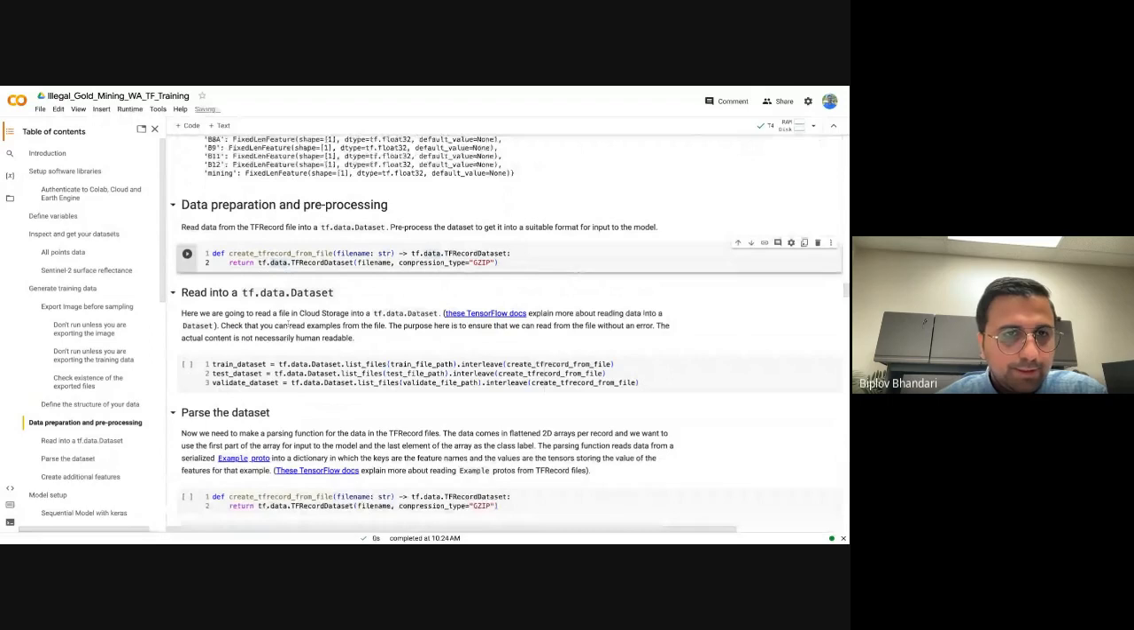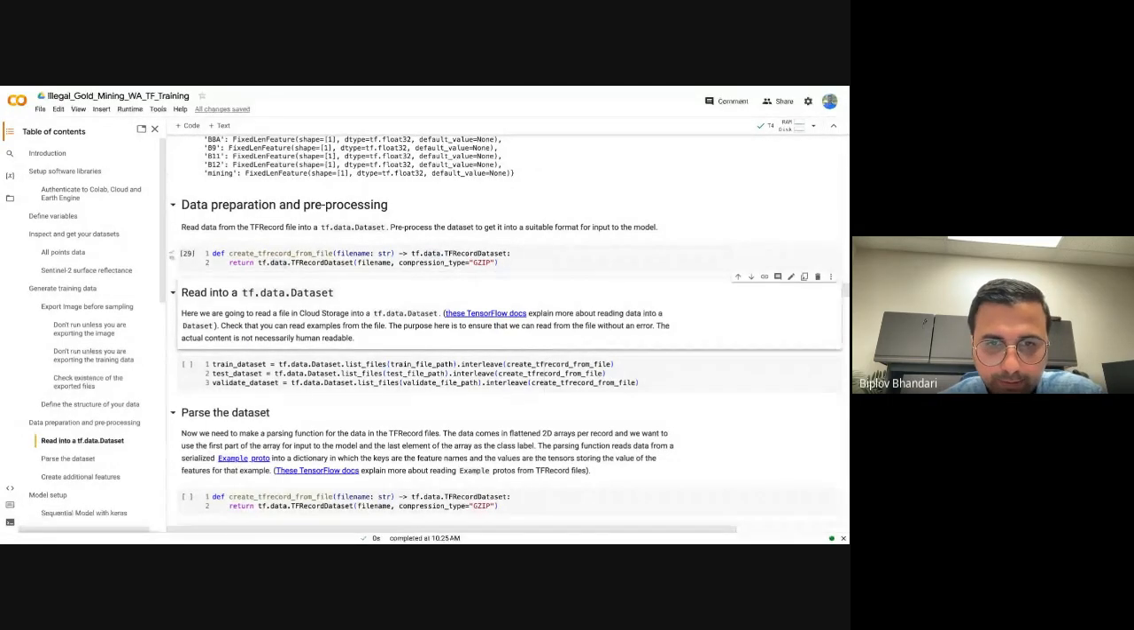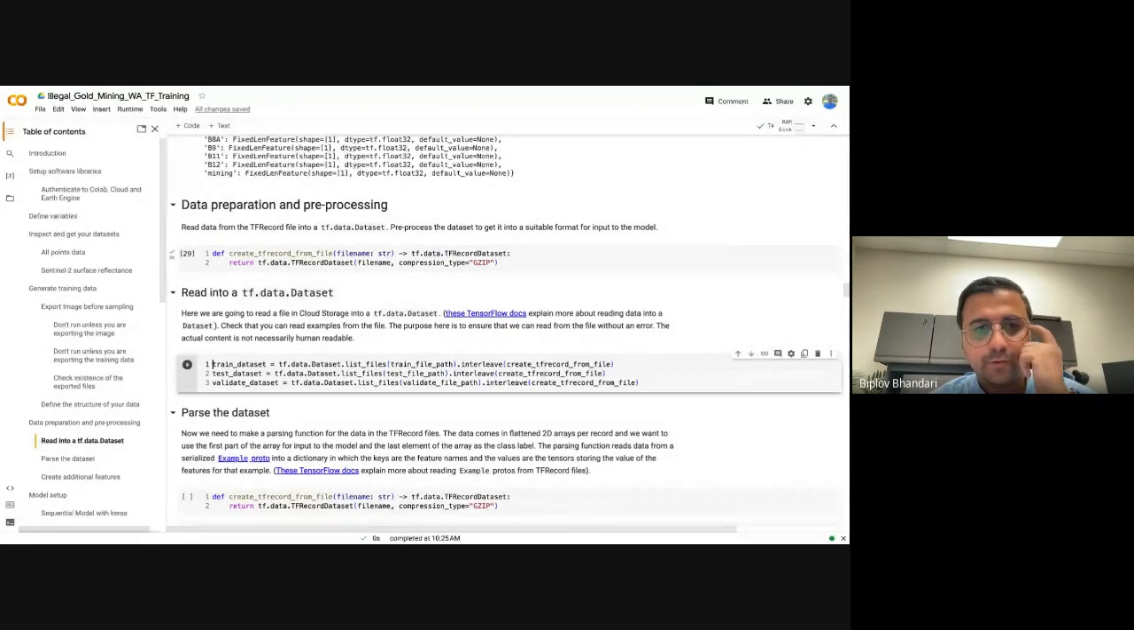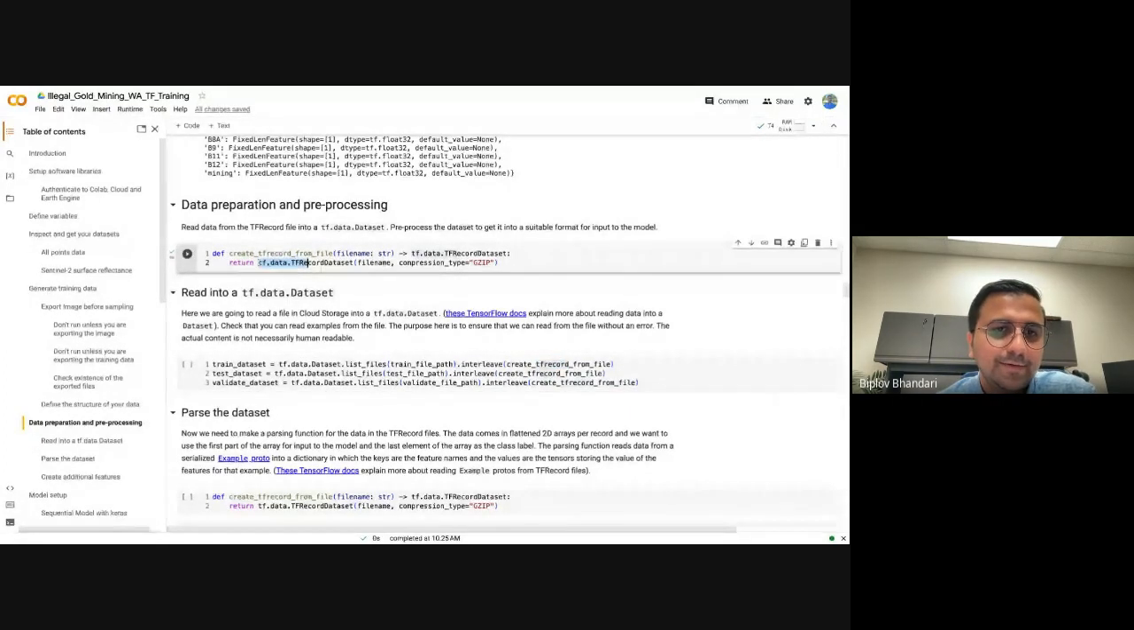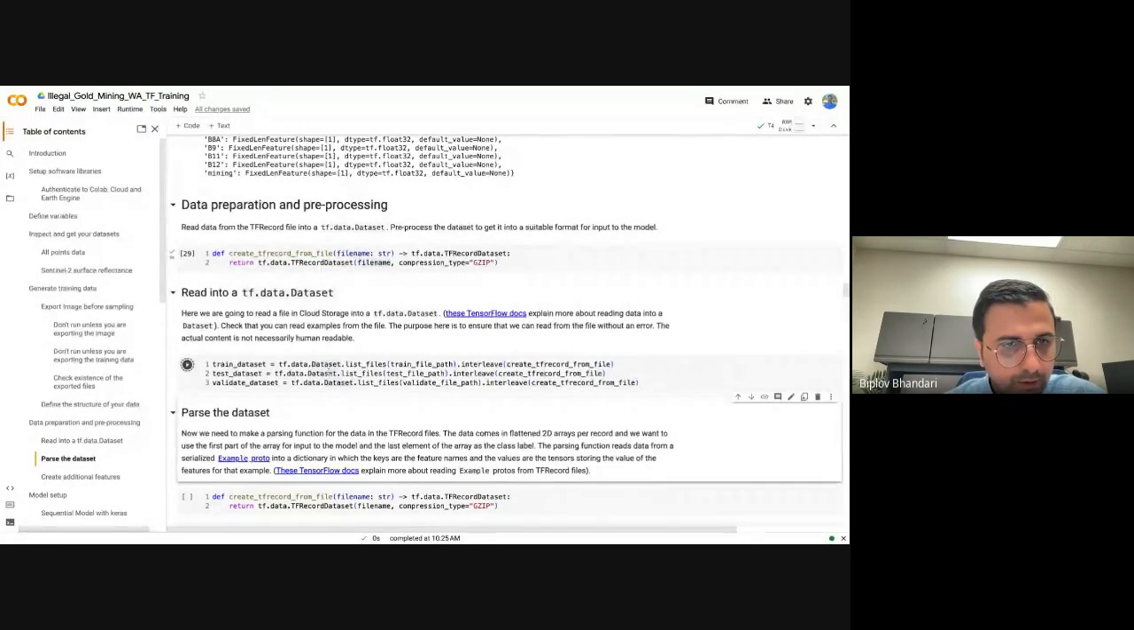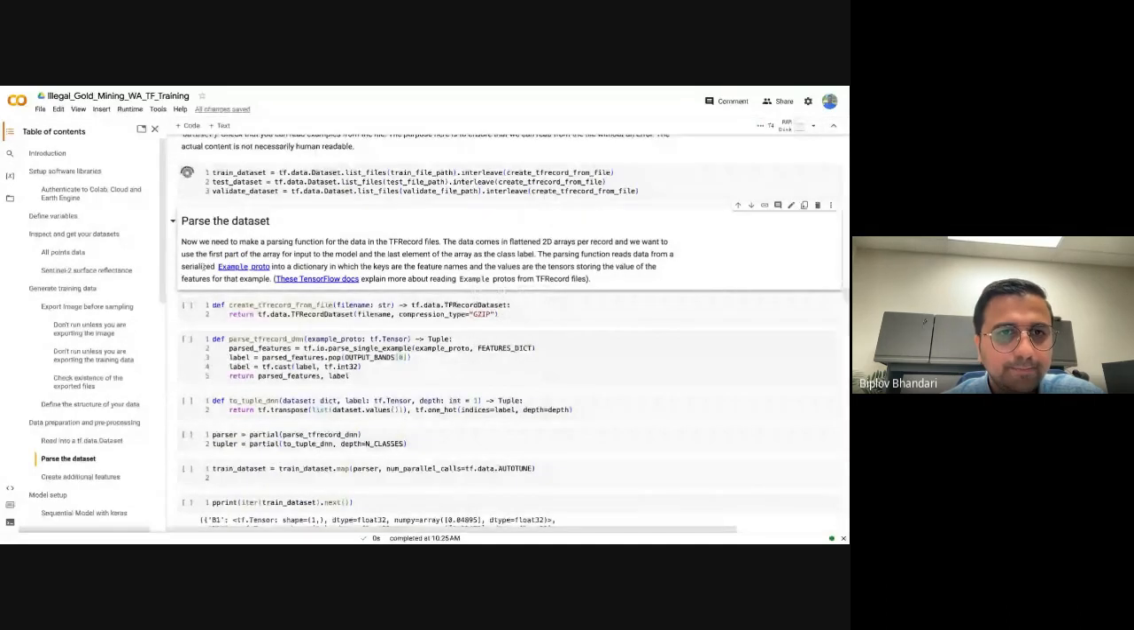Okay, so this is a helper function. We'll see where it's useful. In the next line of code, we're just reading those files, and then we are creating a TensorFlow record from those files. You do that simply by calling tf.data.TFRecordDataset and providing the name of that file. So I'm going to go ahead and run that.